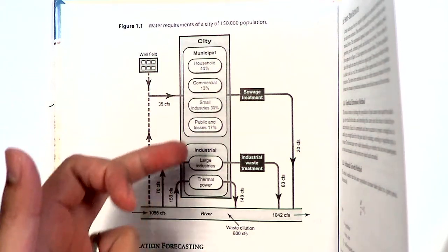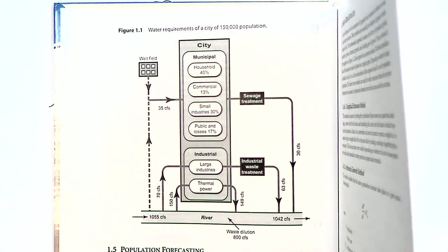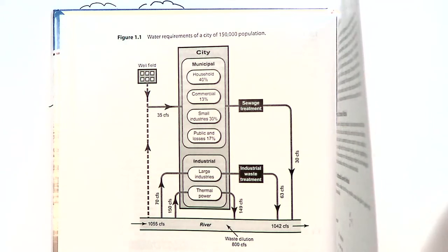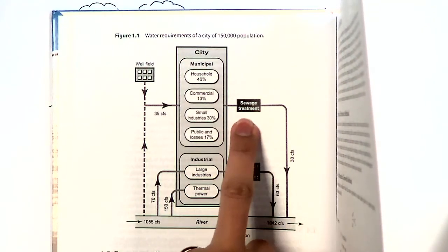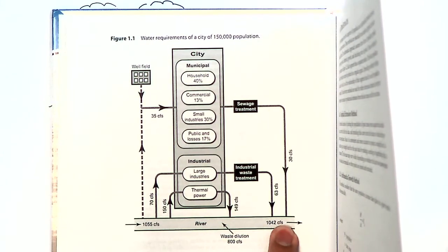These percentages actually correspond to some average values. So it's average values for a city of 150,000 population, so don't take those percentages and apply them to every city. All that water that is used has to be treated, so we do have sewage treatment before it gets discharged back into the environment.